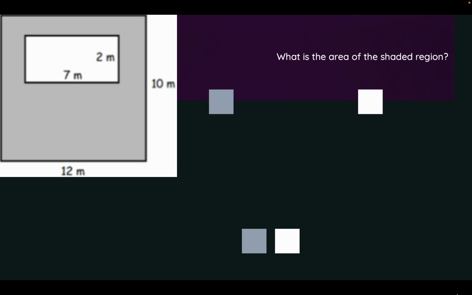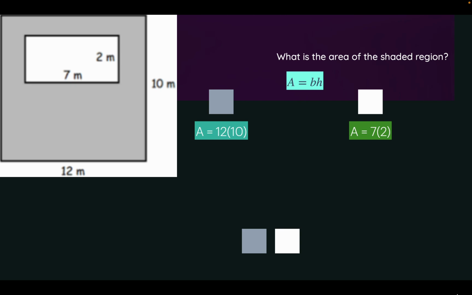Okay, so we're going to use the formula for the area of a rectangle, which is base times height, or length times width, same thing. So we got to do the big rectangle first. So A equals 12 times 10. Once you do the math for 12 times 10, you will know the area of the large shape. Now we got to find the area of the small shape. So I got to plug in my numbers to the formula. So A equals 7 times 2. Once you do the math for that, you will know the area of the small shape that was taken out.